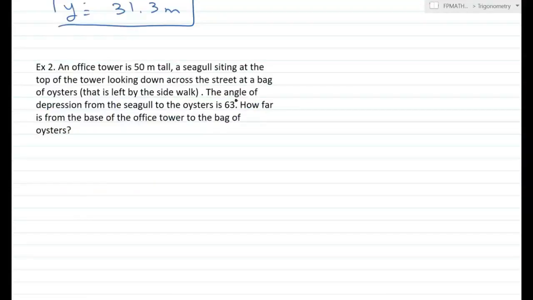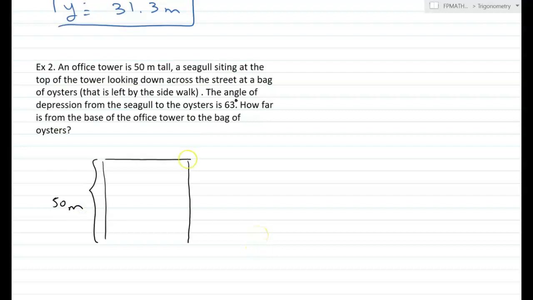Okay, look at this example. We got the office tower 50 meters tall. So let's draw this diagram. Office tower. Here we go. All right, and the height here is 50 meters, and we have a seagull on top. So I'm just going to draw the eye of the seagull like that. That's the seagull. You can draw a bird if you wish, that's okay. That's the eye of the seagull for me. And this is the street right across the street, and this is the bag of oysters.